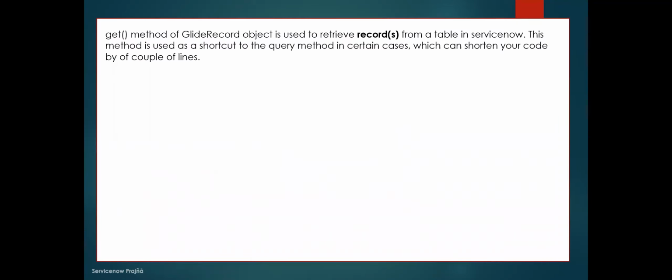Okay, so what is the get method? The get method of the GlideRecord object is used to retrieve records from a table in ServiceNow. This method is used as a shortcut to the query method in certain cases, which can shorten your code by a couple of lines. So let's try to understand this by an example.